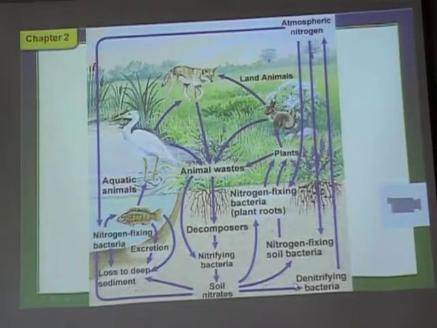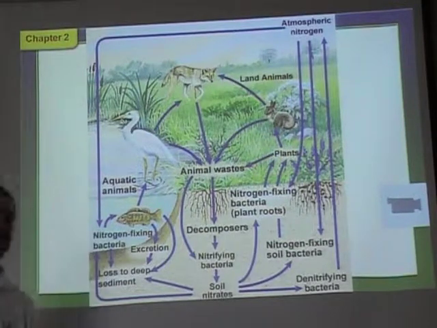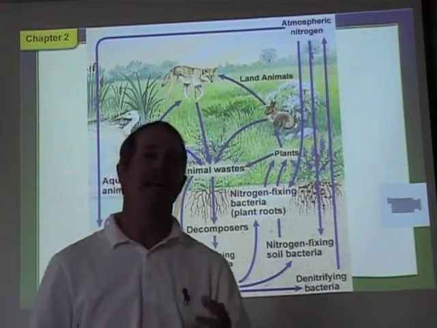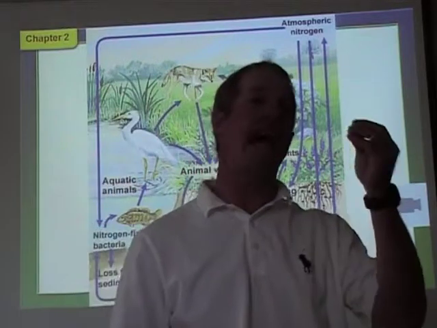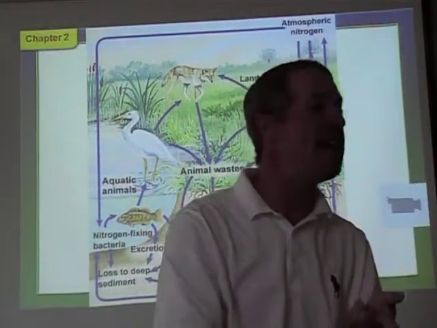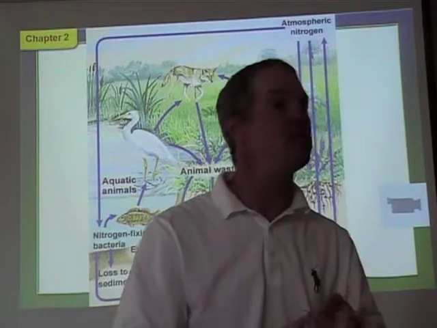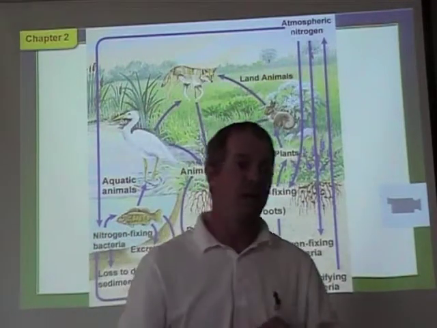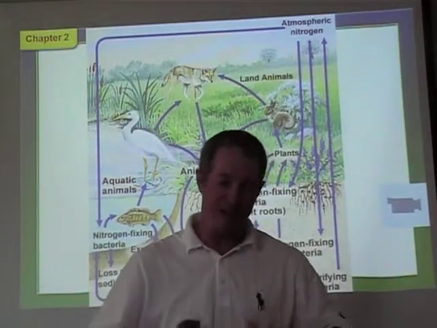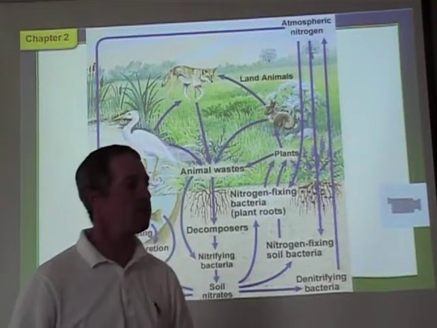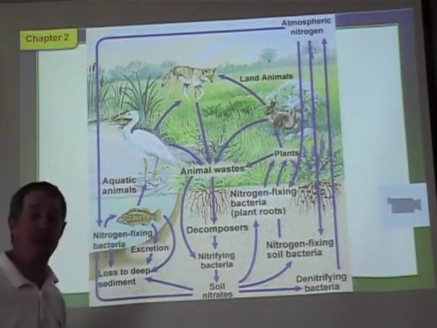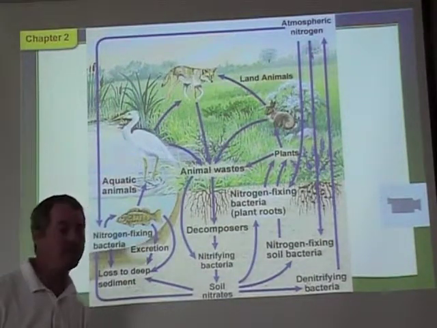Okay, let's look at the next one, the nitrogen cycle. This is on page 48. Nitrogen is an atom that is used in your DNA molecules and used in your protein molecules. All of your DNA and protein would not exist if it weren't for nitrogen. So where does it come from? How do you get it in your body?